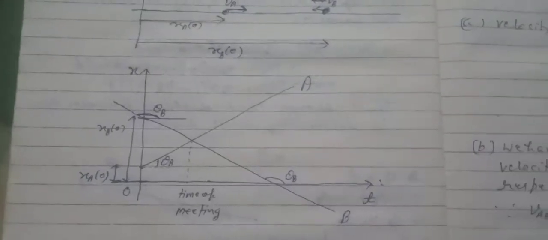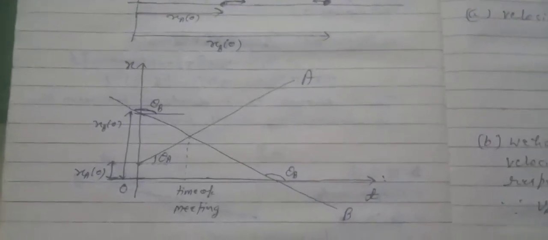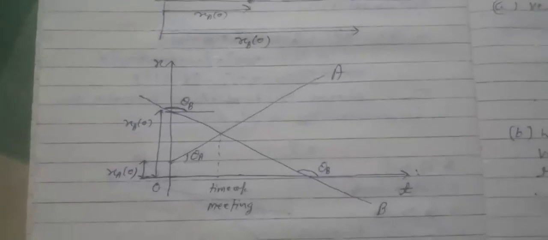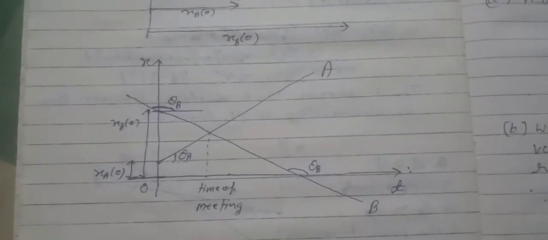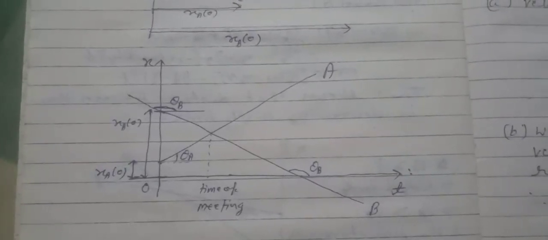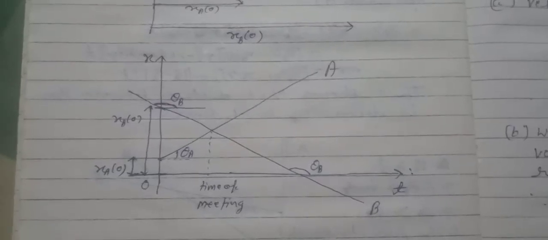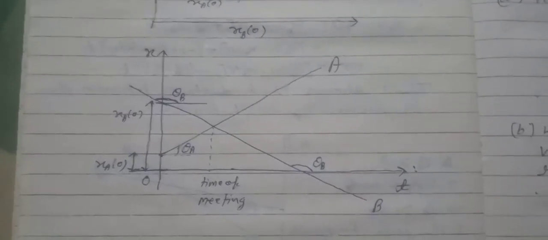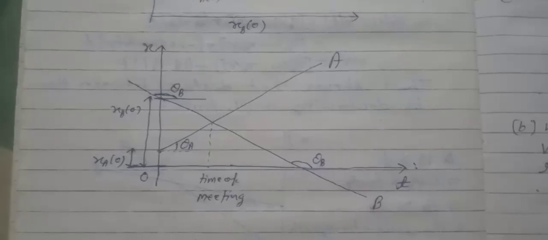The situation is shown in the position time graph. The graphs of velocity A and velocity B in this case cut at a point, and that point will be the time of meeting.